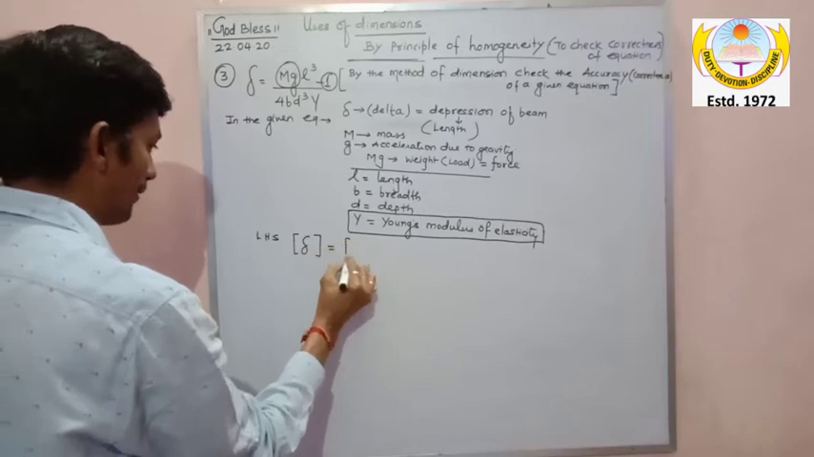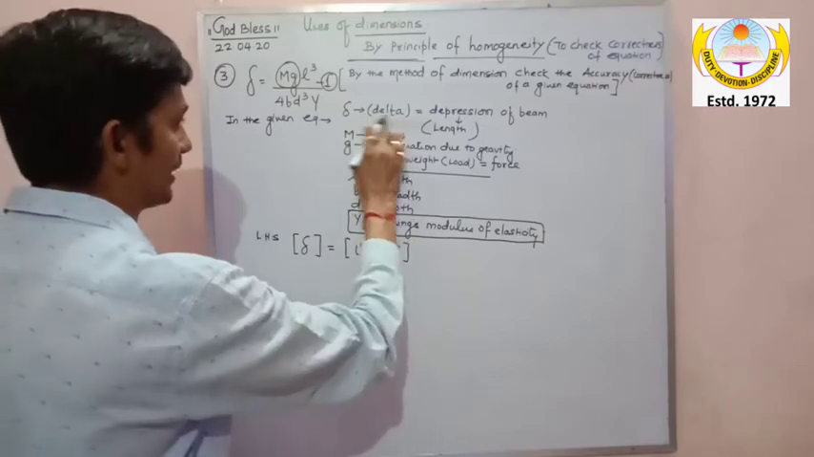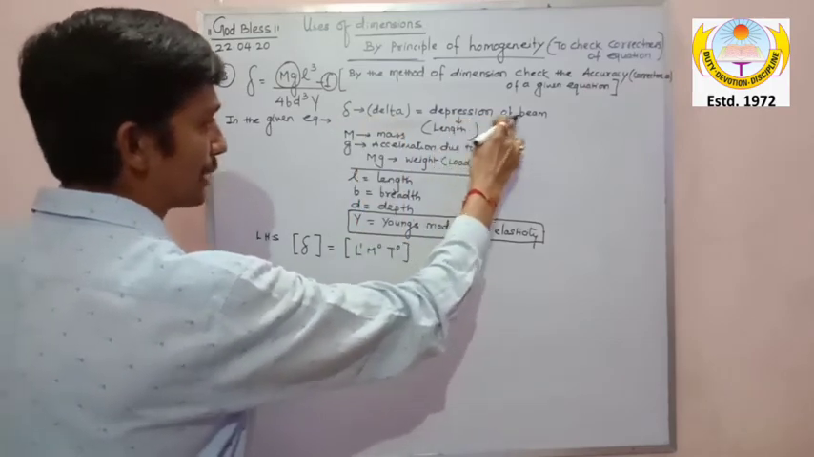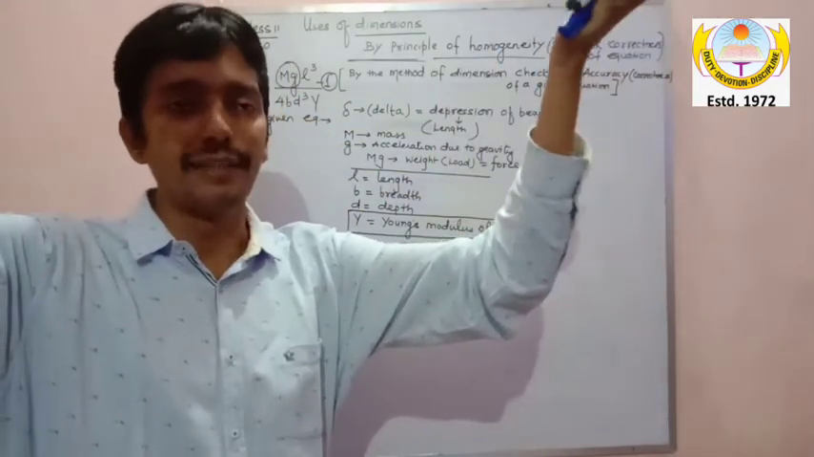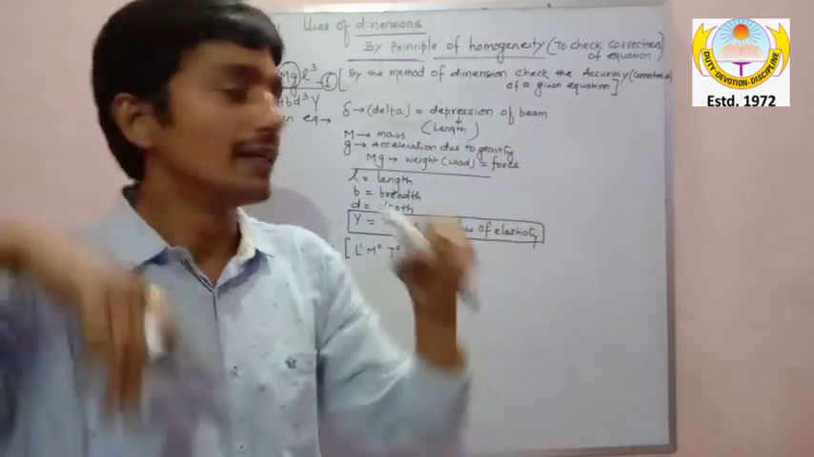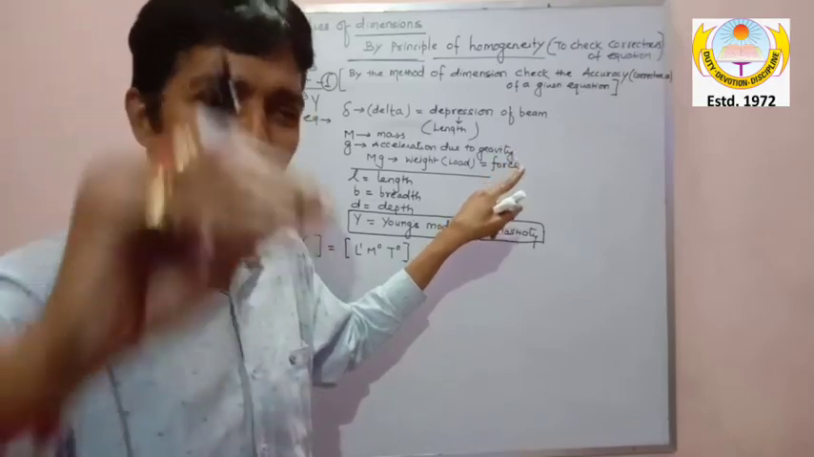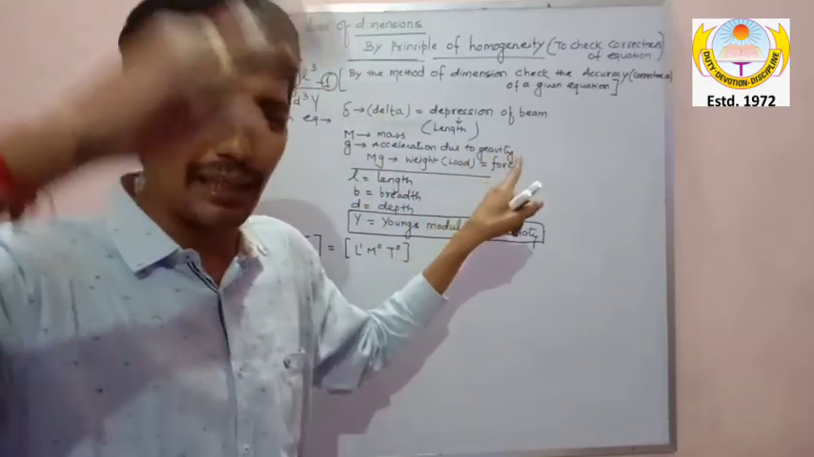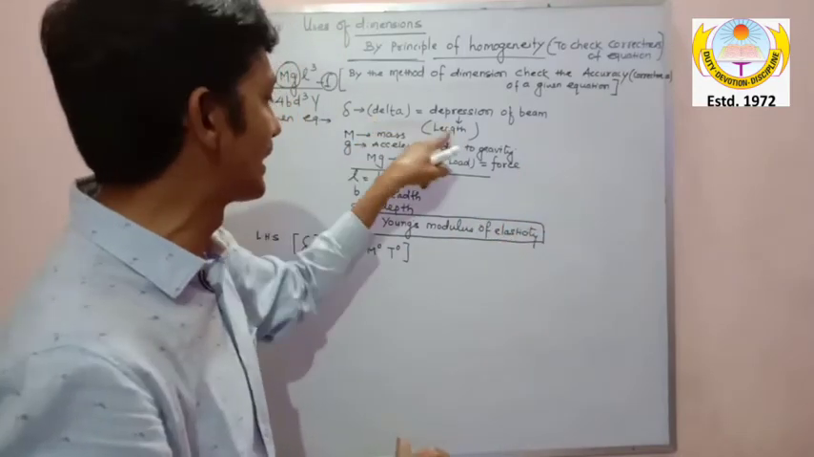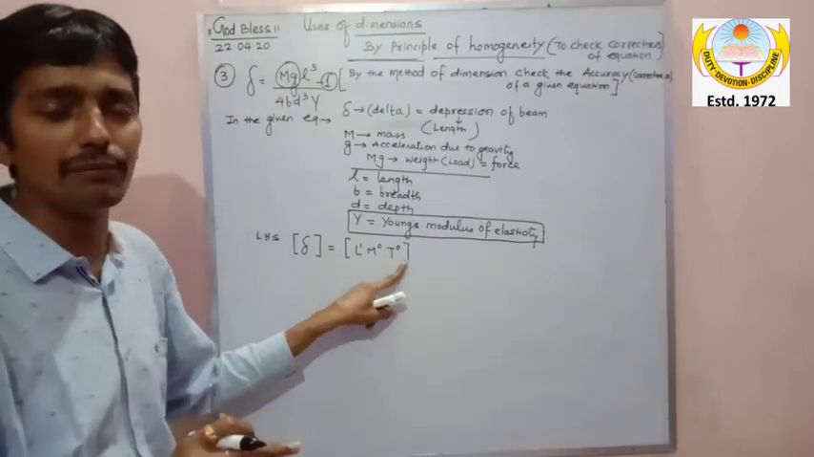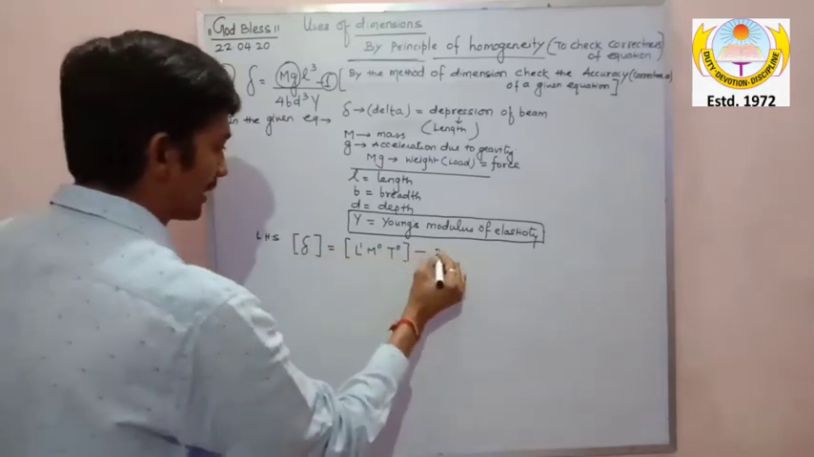So the dimension of delta will be nothing but L1, M0, T0, because I have explained that delta means depression of beam. We use beams for making bridges and houses. Any beam that gets depressed will depress in terms of centimeter, which is a unit of length. So this is the way we identify that delta is length. So the dimension of delta becomes L1, M0, T0 according to the word depression. Now I will put this as equation number 2.